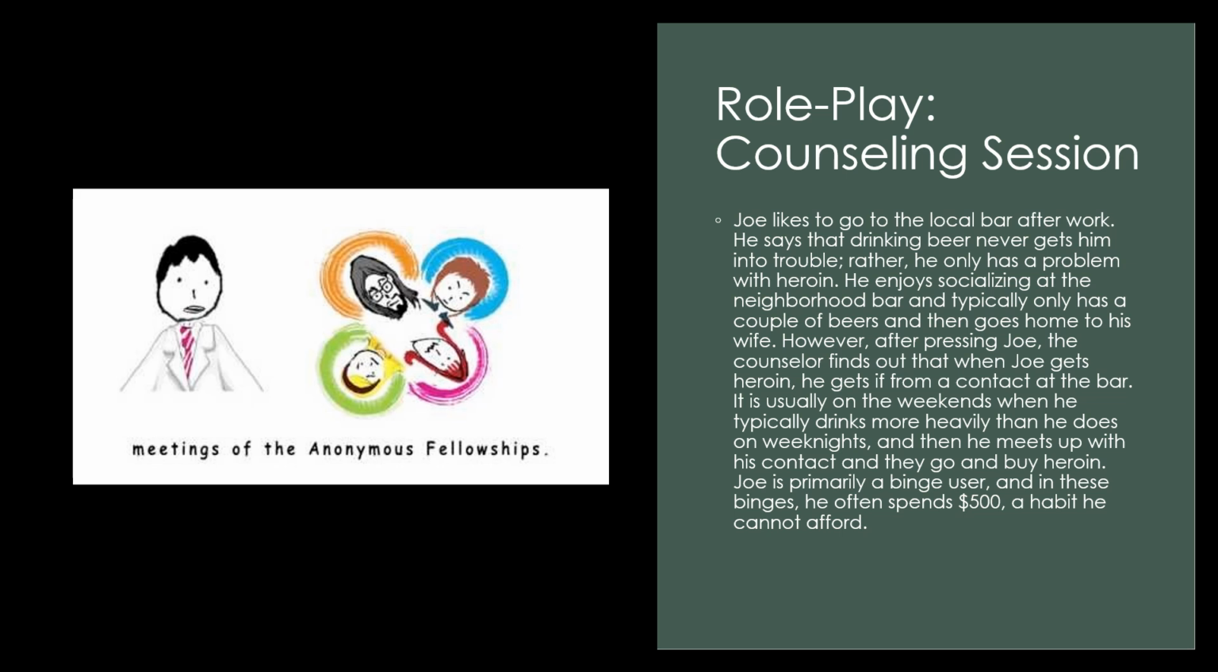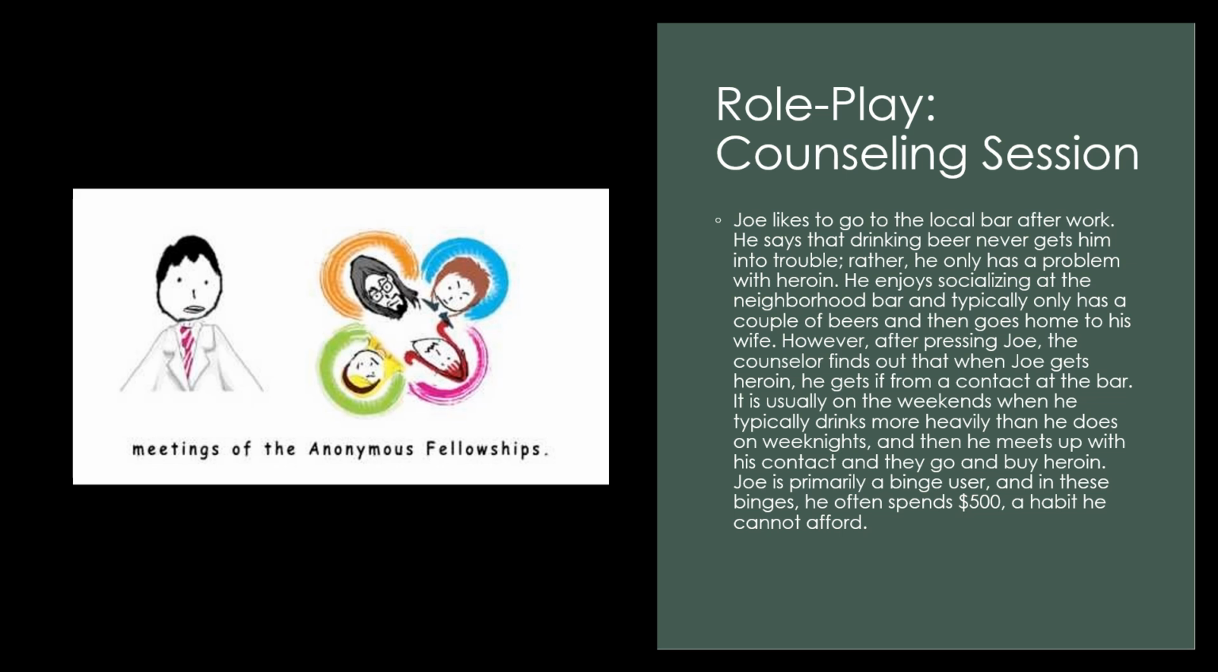But the role is Joe likes to go to the local bar after work. He says that drinking beer never gets him into trouble. Rather, he only has a problem with heroin. He enjoys socializing at the neighborhood bar and typically only has a couple of beers and then goes home to his wife.